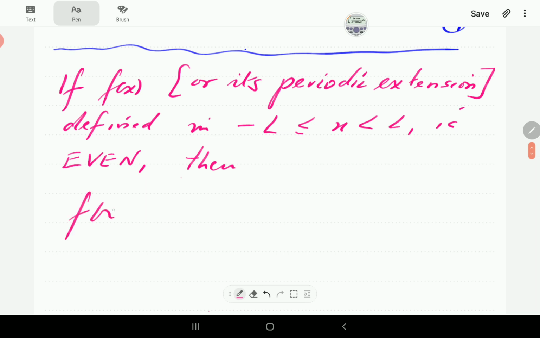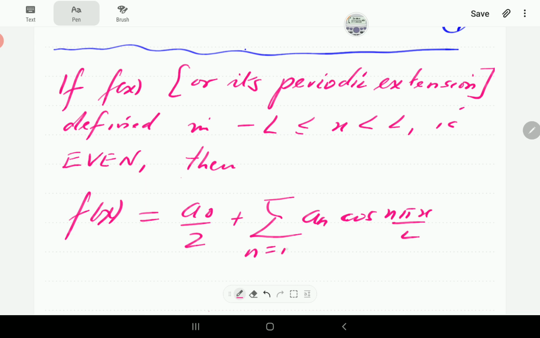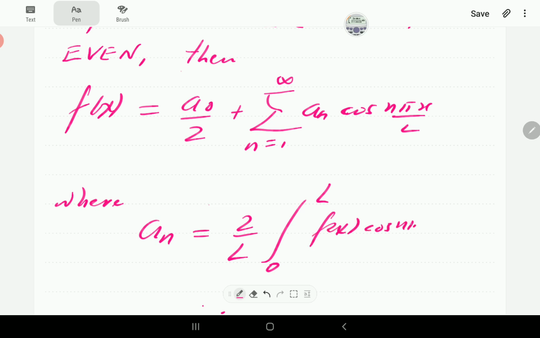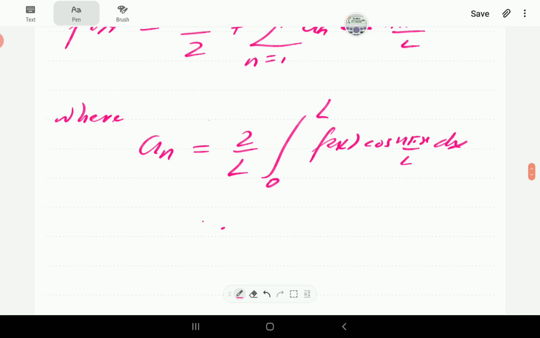So f of x we can write as a naught over 2 plus, it's just going to be the cosine terms here. So cosine n pi x over L, ranging from 1 to infinity. And the coefficients an will be 2 over L integral from 0 to L f of x cosine n pi x over L dx. And this type of series is called the half-range cosine series.